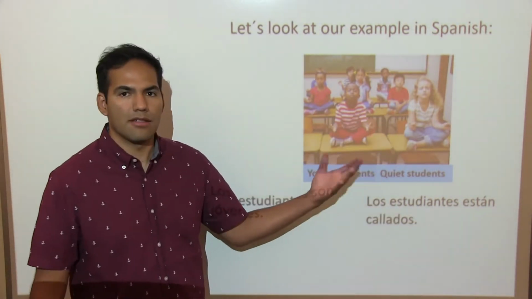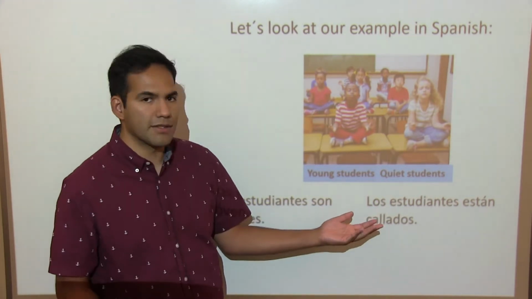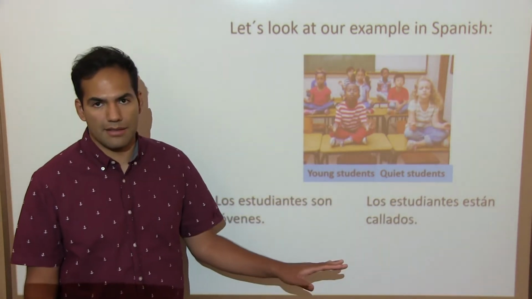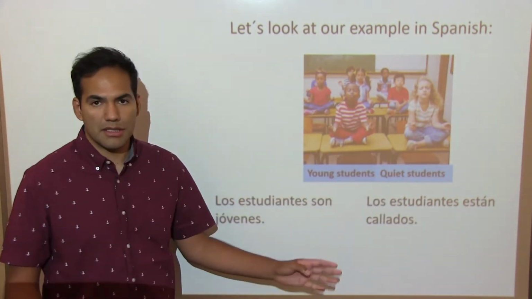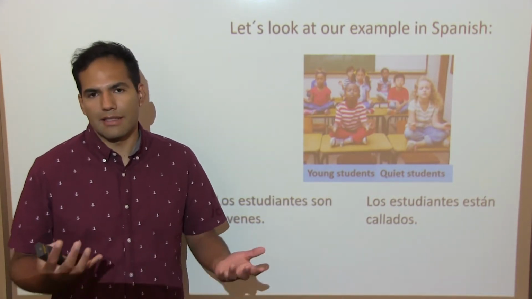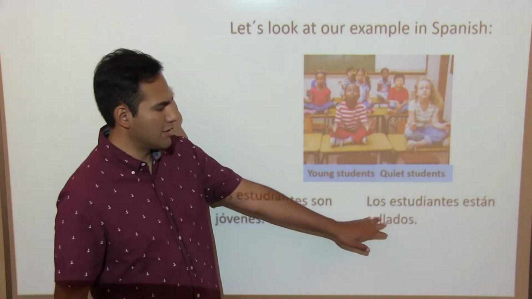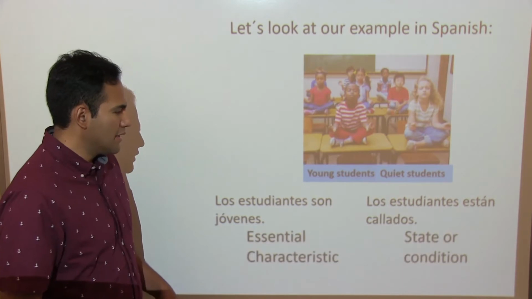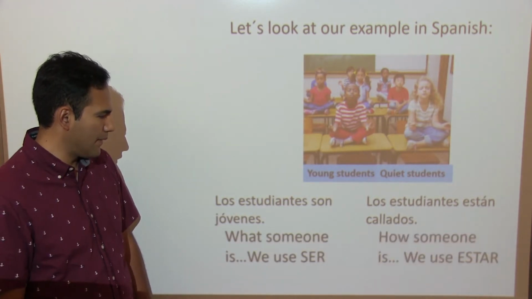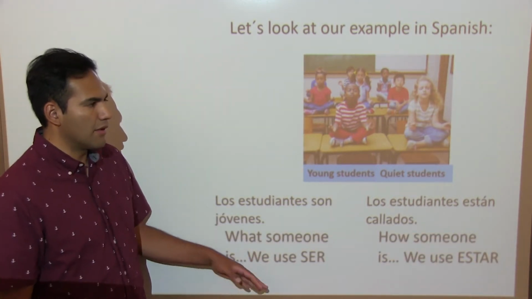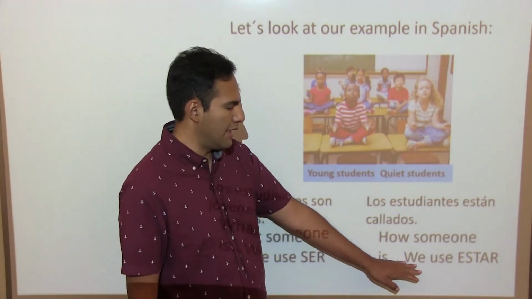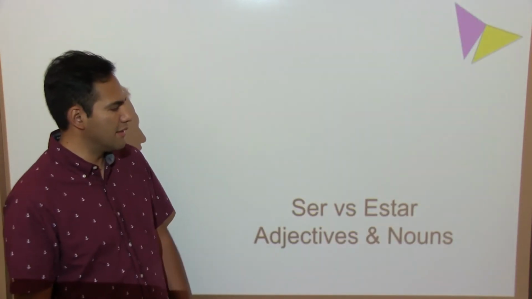But if we're talking about the state or the condition that they're in, we're going to use estar. Los estudiantes están callados, so the students are quiet. That's not their essential characteristic, because we know children tend to be noisy, just like kids are. So that's just referring to a state or a condition. Again, what someone is, we use ser, in this case they're young, and how someone is, we use estar. In that case, they're quiet.